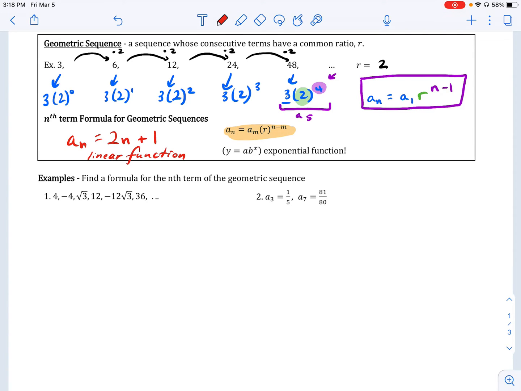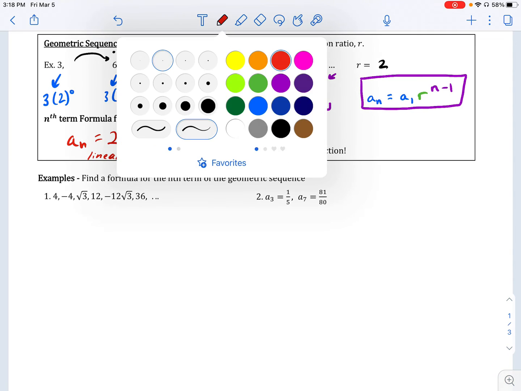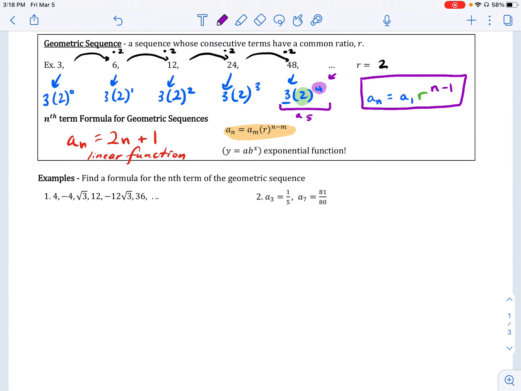Well, what about for a geometric sequence then? What are we seeing here? We're seeing that this would clearly be an exponential function, right? We're taking some ratio and we're raising it to some power. And so we're going to experience exponential growth. All right, let's try a couple practice problems now.